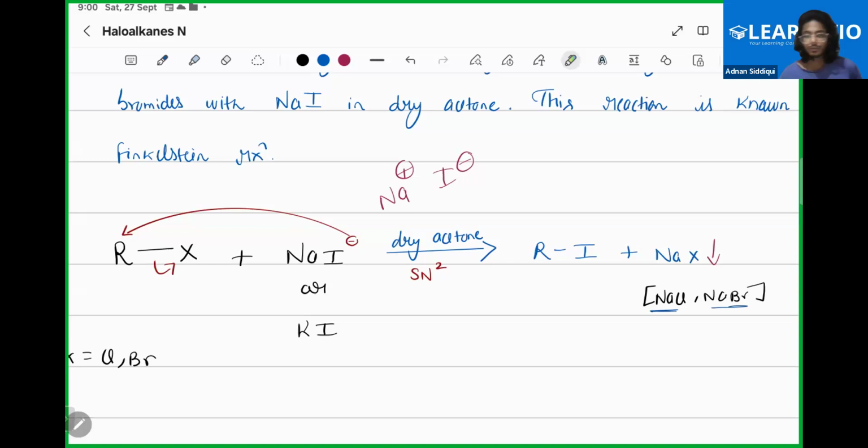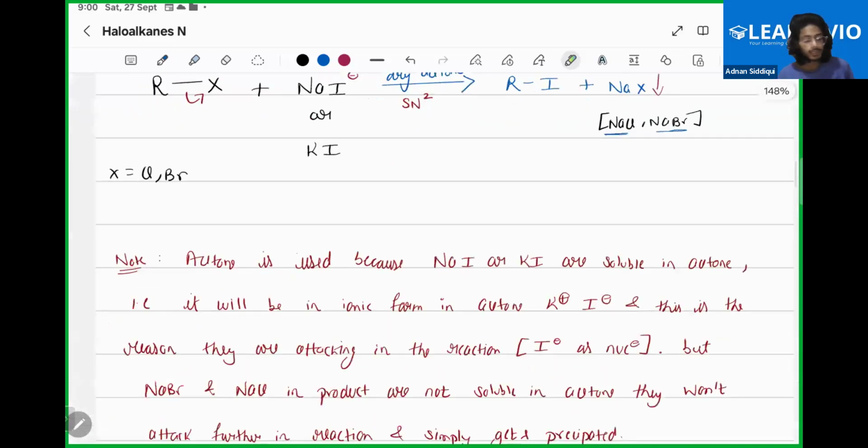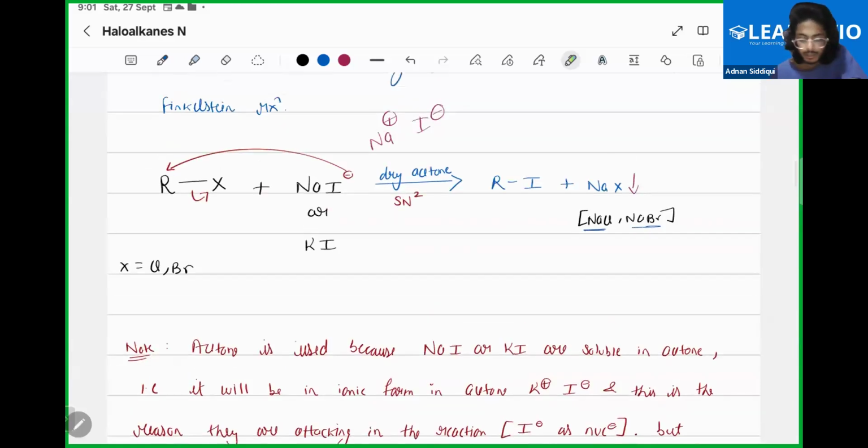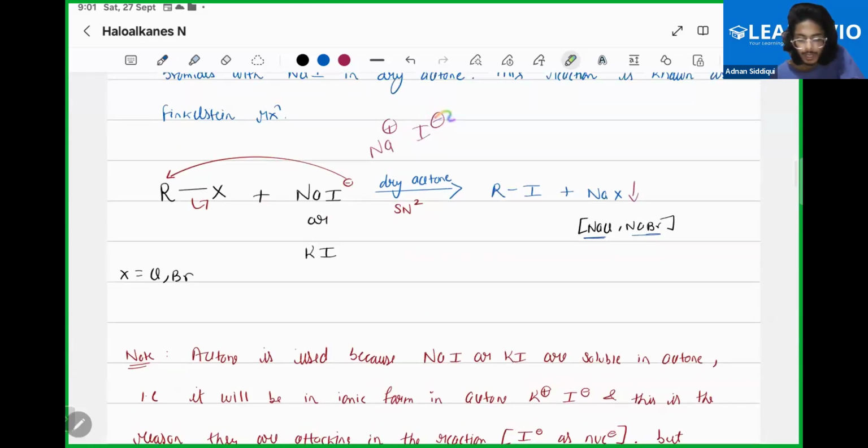The question is why dry acetone? So the answer is written over here again. Acetone is used because NaI or KI are soluble in acetone. That means it will be in ionic form in acetone. Whenever you are trying to attach this iodine to your substrate, in which state will it act as a nucleophile? In ionic state, right?